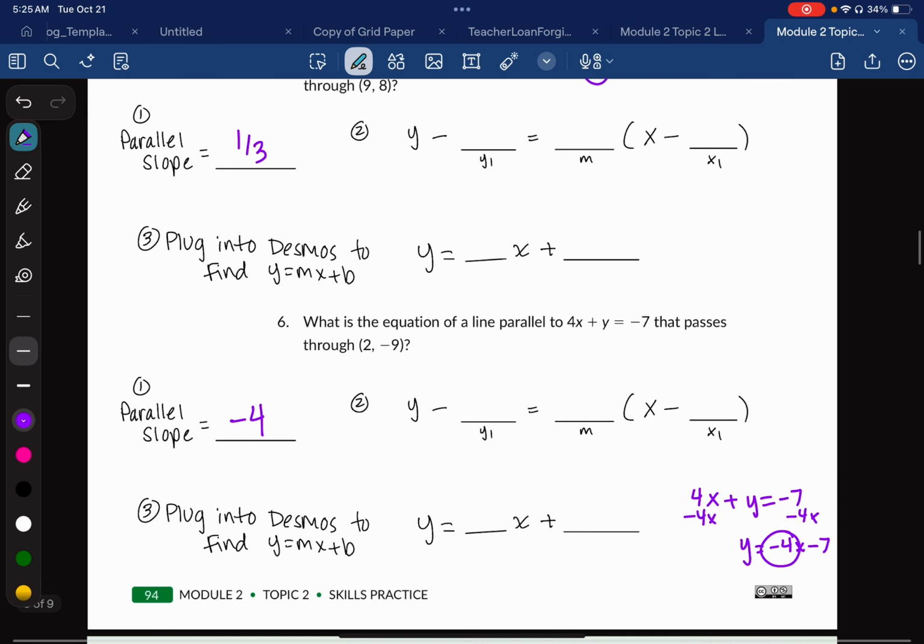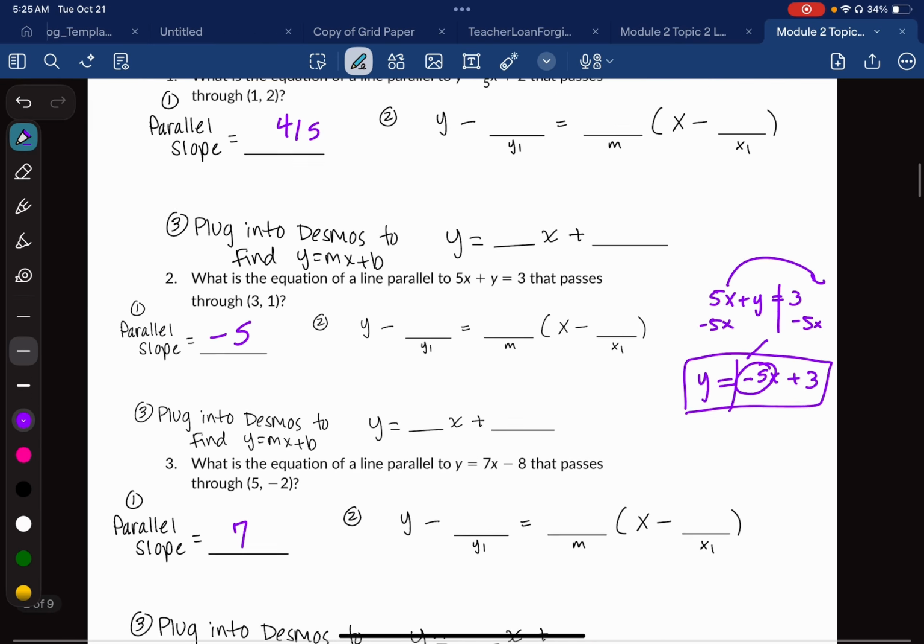All right, I'm pretty sure you guys can do the rest. Make sure you complete this and turn it into the blue tray.